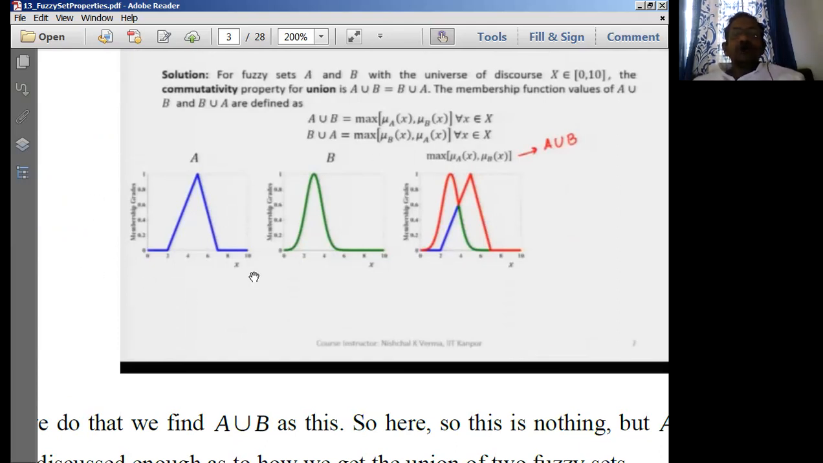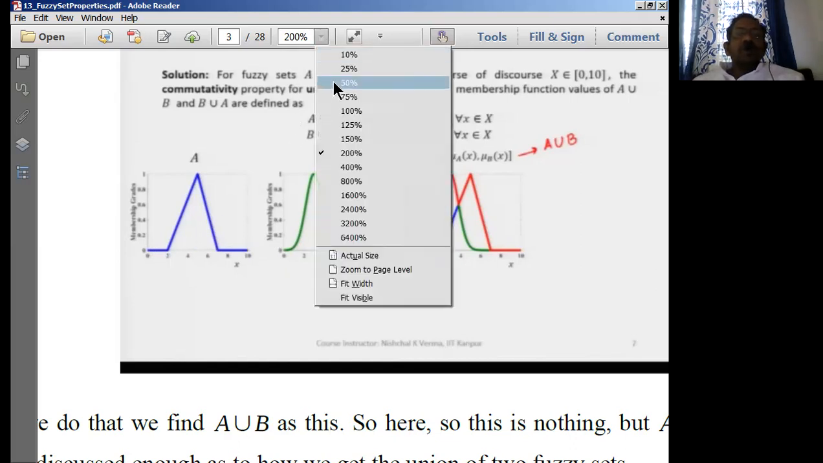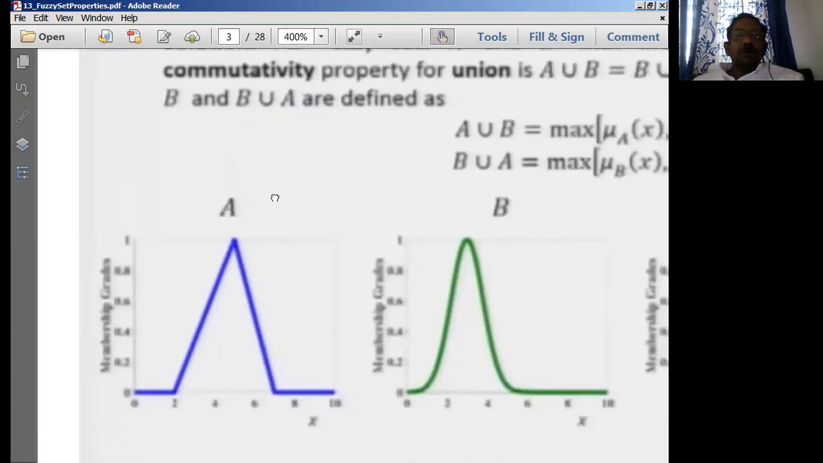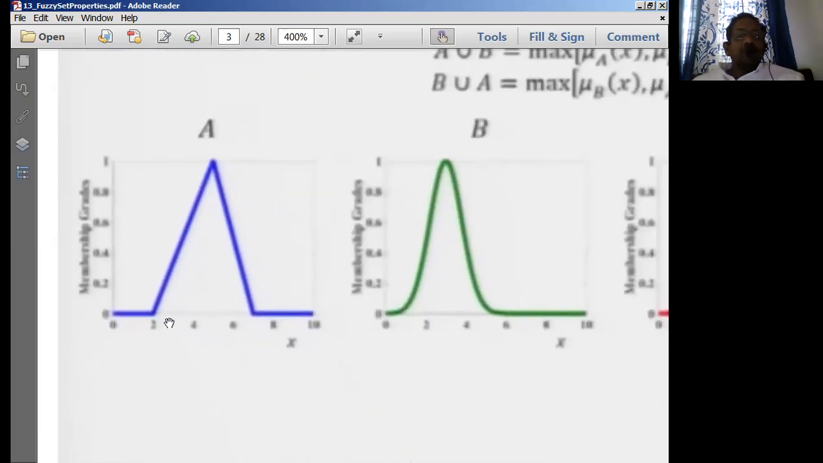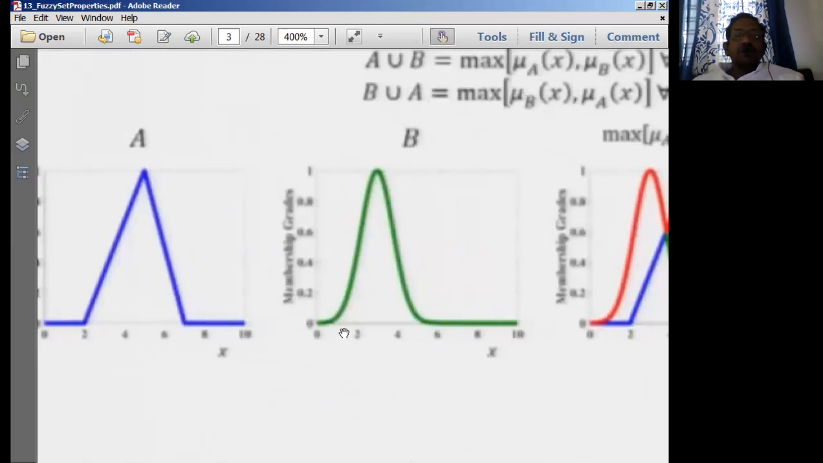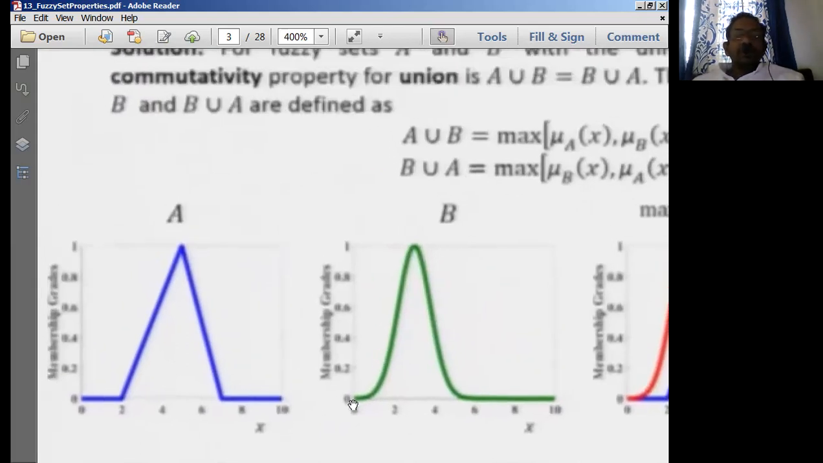Now let us see this union operation. When you join these two, what happens? See, this Gaussian function starts earlier than the triangular function. The triangular function starts from 2. If you observe this carefully, the triangular function starts at 2 and the Gaussian function starts somewhere between 0 and 2, at around 0.5 itself. So definitely, in the range from 0 to 2, the Gaussian function is more than the triangular function.